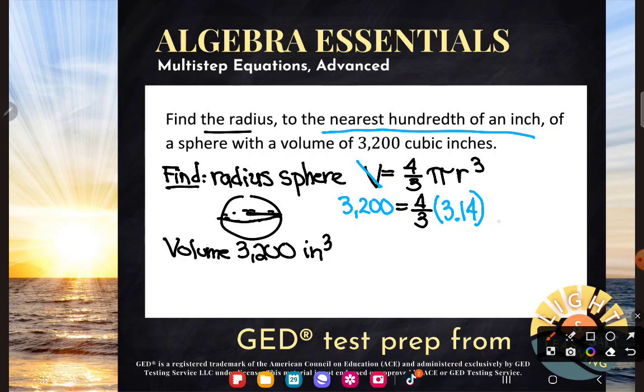All right, but I don't know r. R is the thing I don't know, and so it will remain a letter. And don't drop that little cube that's on the r. All right, so what happened here? We got a multi-step equation out of this sucker. Remember, we said the first wisdom principle is simplify if you can before you solve.